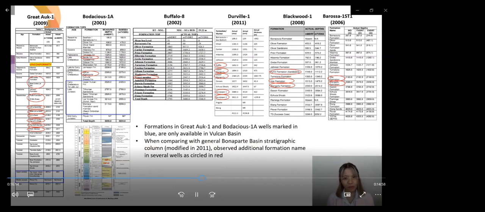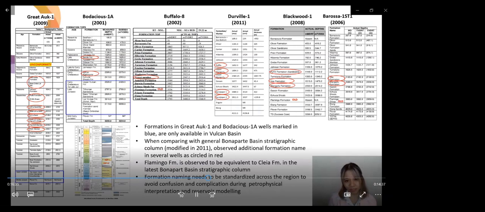An example from Buffalo 8 well, we can see that Flamingo formation, which is used in this table, may be equivalent to the Clea formation, which we see in the stratigraphic chart reference that we are using right now. These discrepancies may become problematic if they are not handled from the beginning. Therefore, it is important to relook at the correlation to standardize the formation naming across the basin to avoid confusion in the future.